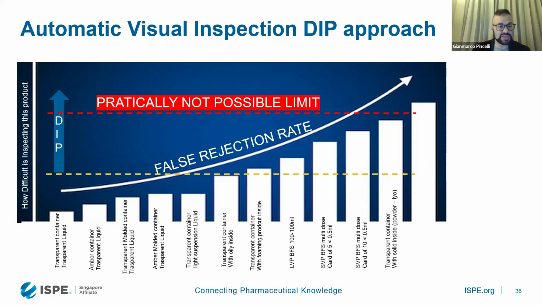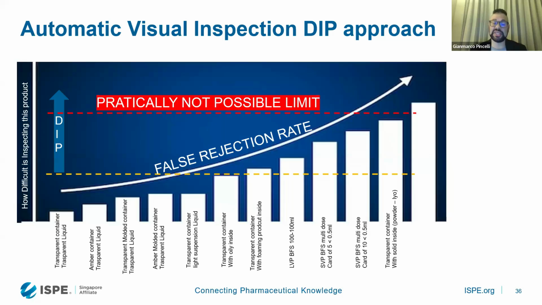So we have the transparent molded container, which is worse, the amber molded container, worse and worse, moving to plastic containers like LVP, SVP, blow-fill-seal containers, or transparent containers with solids. As you can see, the inspection of powder and lyo is really difficult because the false rejection rate is high, because you cannot detect everything. First of all, you cannot detect everything that can be detected by the human, because the human has more experience.